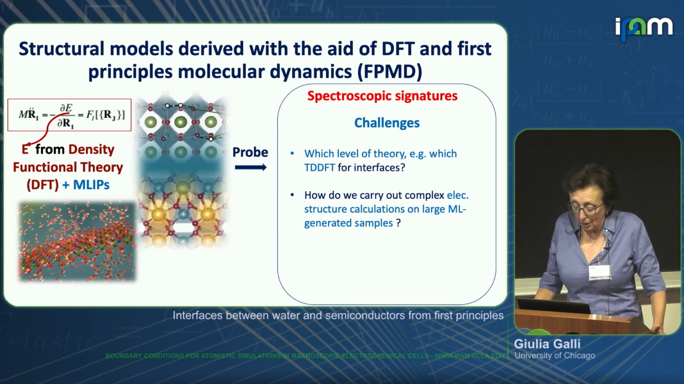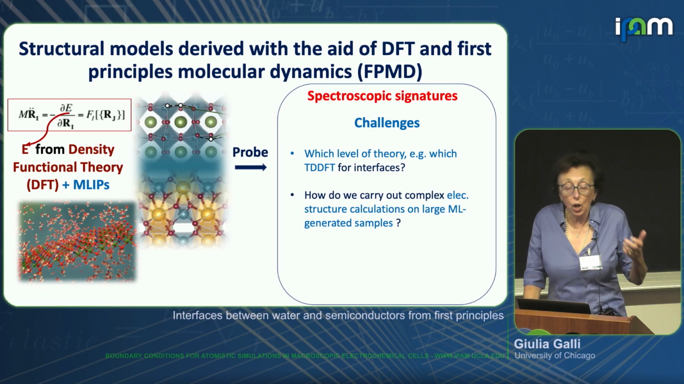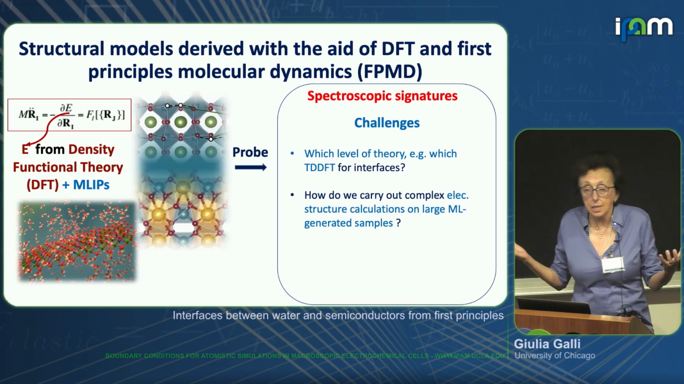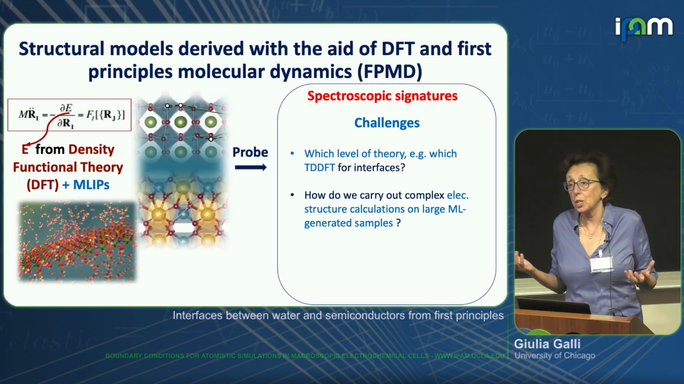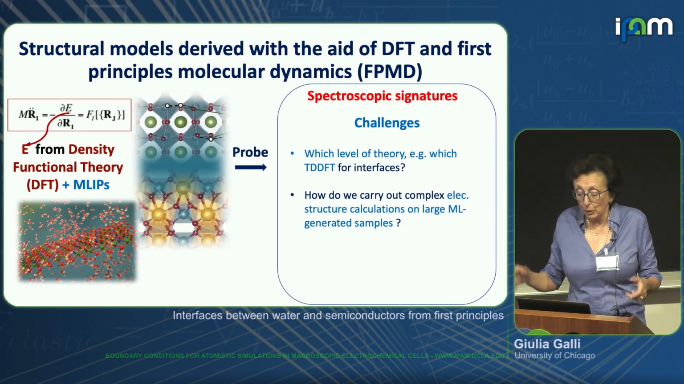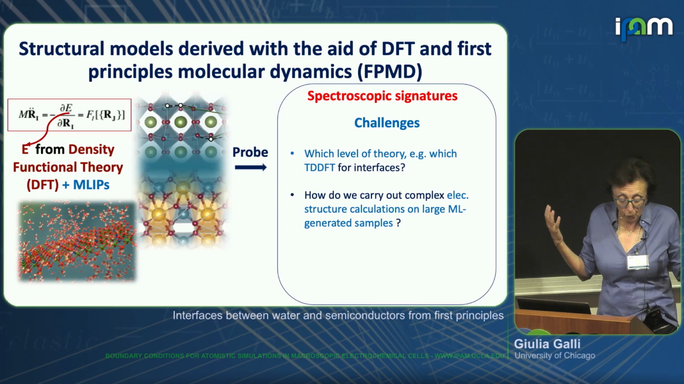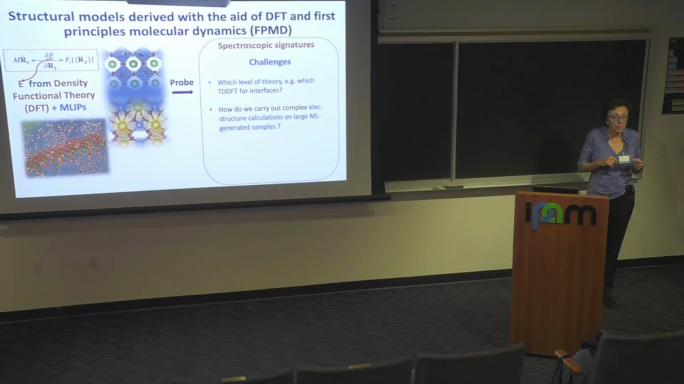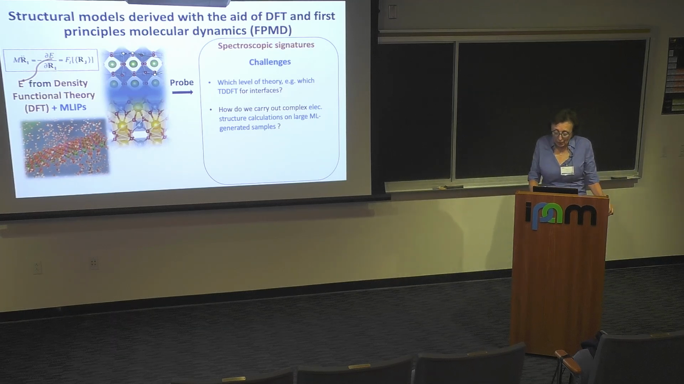One really important and difficult issue is how do we carry out complex electronic structure calculations for a system that we have generated with machine learning. Again, I will tell you about an example of a system where we were able to do a very large system by fitting to a machine learning potential. And then we faced the problem: we cannot do electronic structure calculation for the whole system. How do we reduce the size so that we are able to do that?